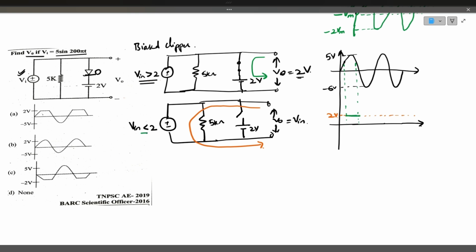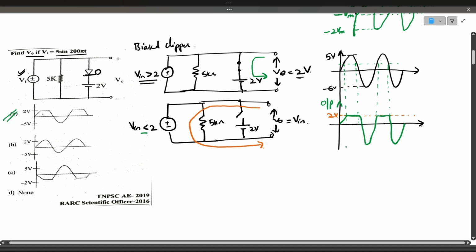If the input voltage is less than 2 volts, then the output is the input. So for less than 2 volts, the output remains the same as the input. Okay, this is 2 volts bias. So now, by observing the output, this is the output waveform. Which of the following options correlates with this? It is option A. So it is 2 volts and this is minus 5 volts.